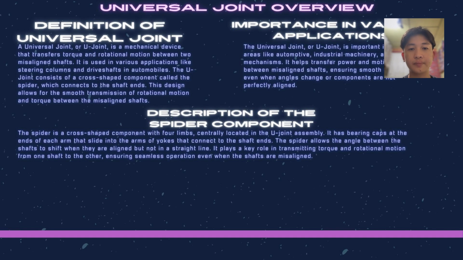The last one is description of the spider component. The spider is a cross-shaped component with 4 limbs, securely locked in the U-joint assembly. It has a bearing cap at the end of each arm that slides into the arm of the yokes that connect to the shaft end. The spider allows the angle between the shafts to shift when they are aligned but not in a straight line. It plays a key role in transmitting torque and rotational motion from one shaft to the other, ensuring seamless operation even when the shafts are misaligned.